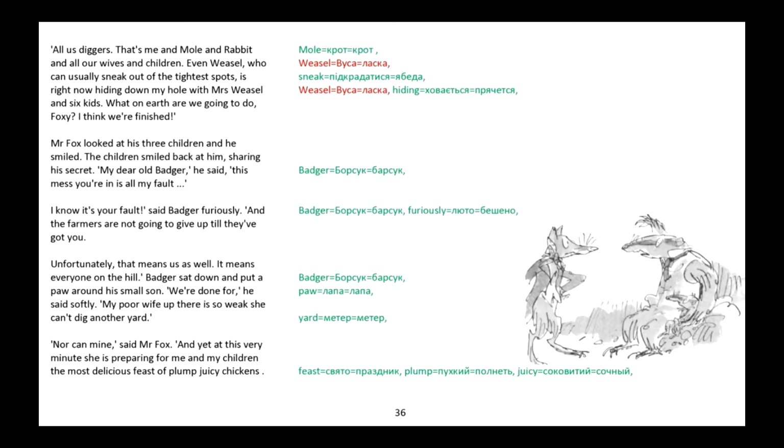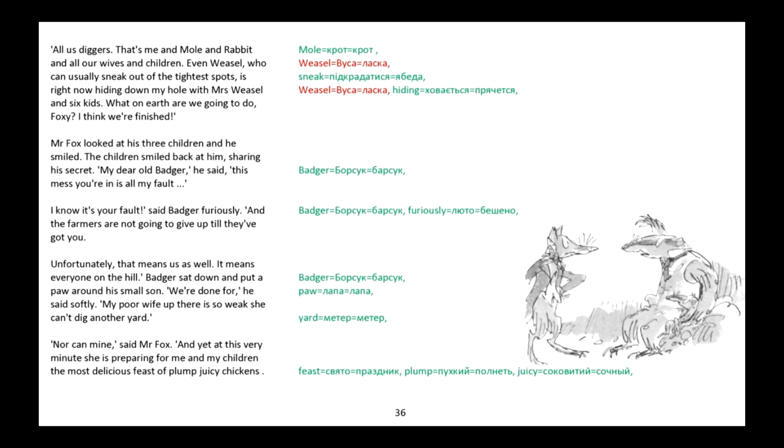"All us diggers. That's me and Mole and Rabbit and all our wives and children. Even Weasel, who can usually sneak out of the tightest spots, is right now hiding down my hole with Mrs. Weasel and six kids. What on earth are we going to do, Foxy? I think we're finished."